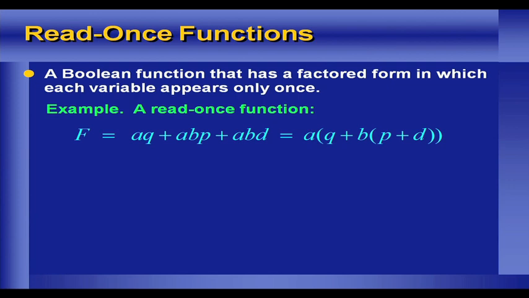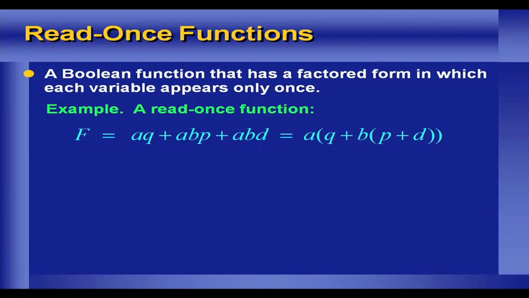Although you're used to talking about graphs, I will start by first talking about an application called read once functions. A Boolean function that has a factored form in which each variable appears only once will be called a read once function. As you can see in this example, we have a formula, as you might have in logic or some satisfiability problem, AQ or ABP or ABD.